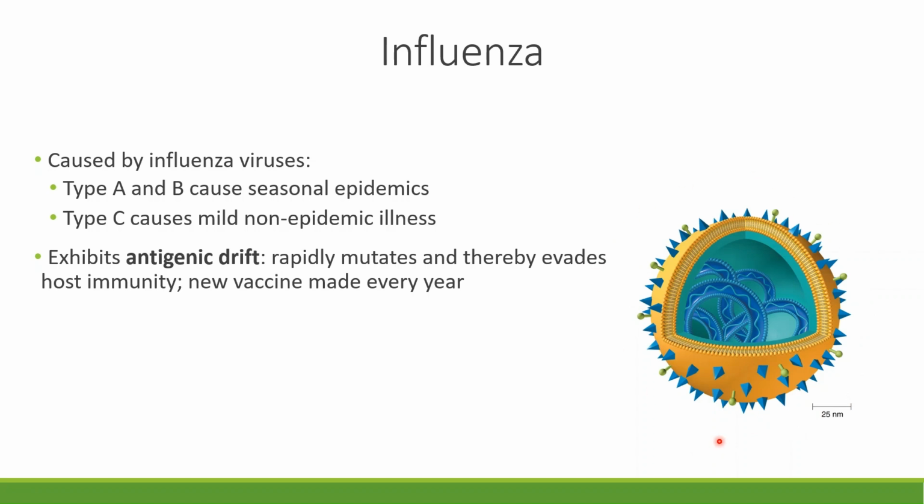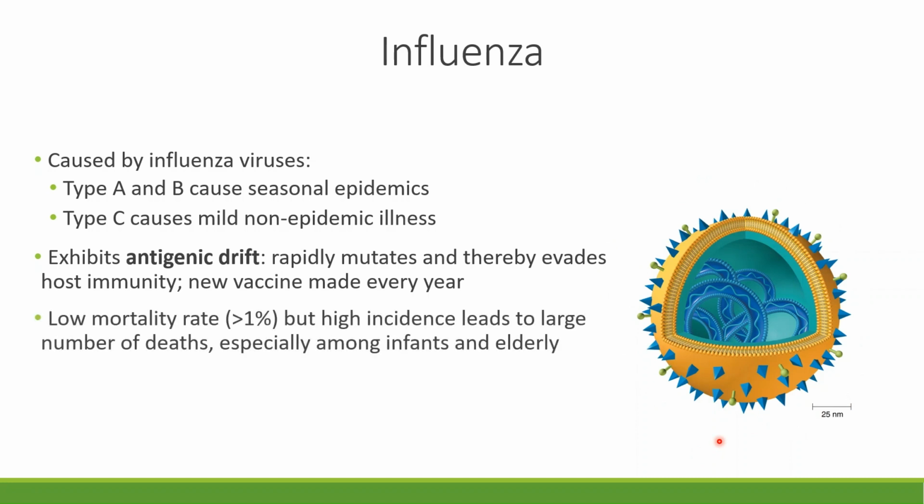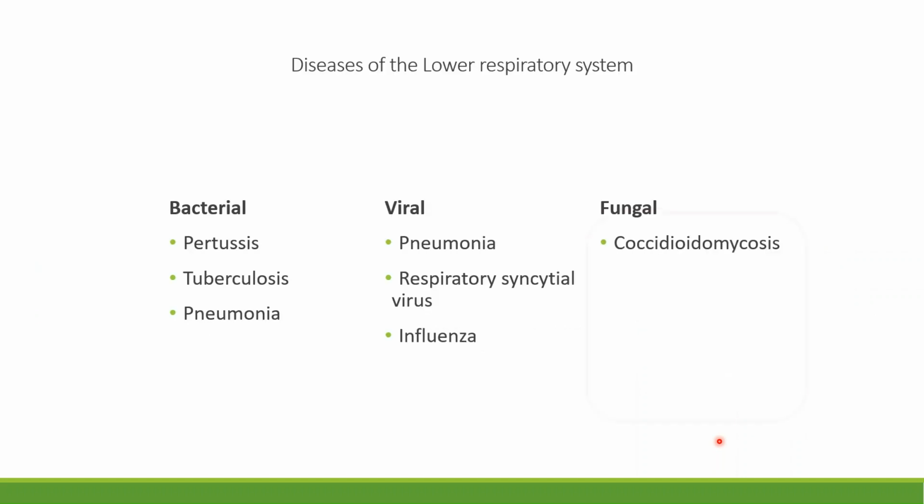and that allows it to evade immunity as it's constantly changing, requiring you to get reinfected in order to gain new immunity to that virus, or a new vaccine must be made every year, trying to figure out what the new shapes of those markers are each year. There's a low mortality rate, less than 1%, but we have a very high incidence. So this leads to a large number of deaths, and it's especially a problem for the elderly and infants.